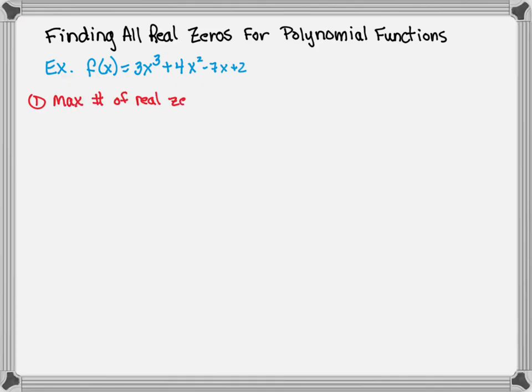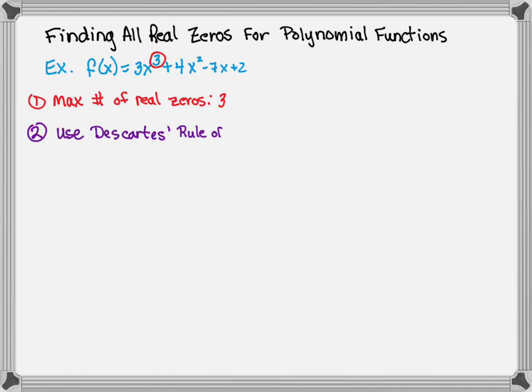First, we'll determine the maximum number of real zeros. To do that, we'll look at the degree of the polynomial function, or the highest exponent. And that is 3 here. So the maximum number of real zeros that we can have is 3. We may not have 3, but that's the most we can have.